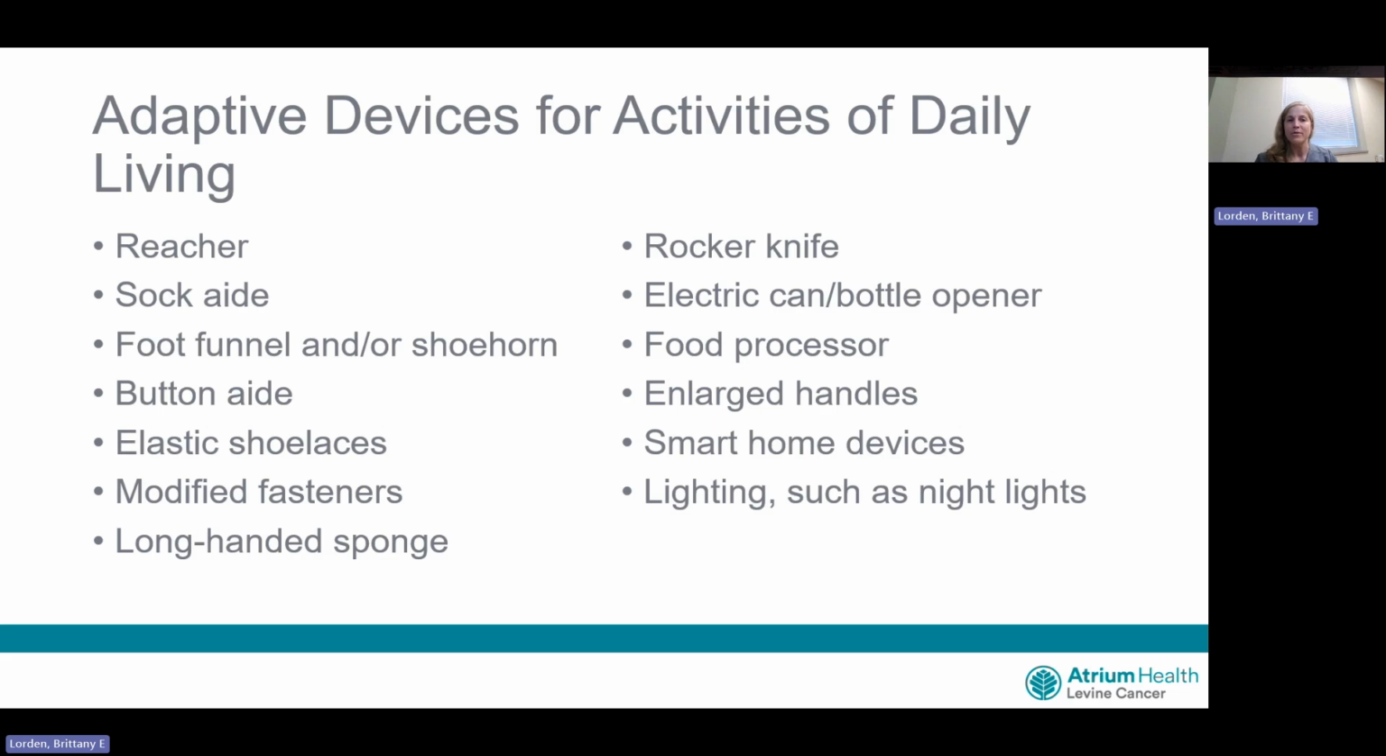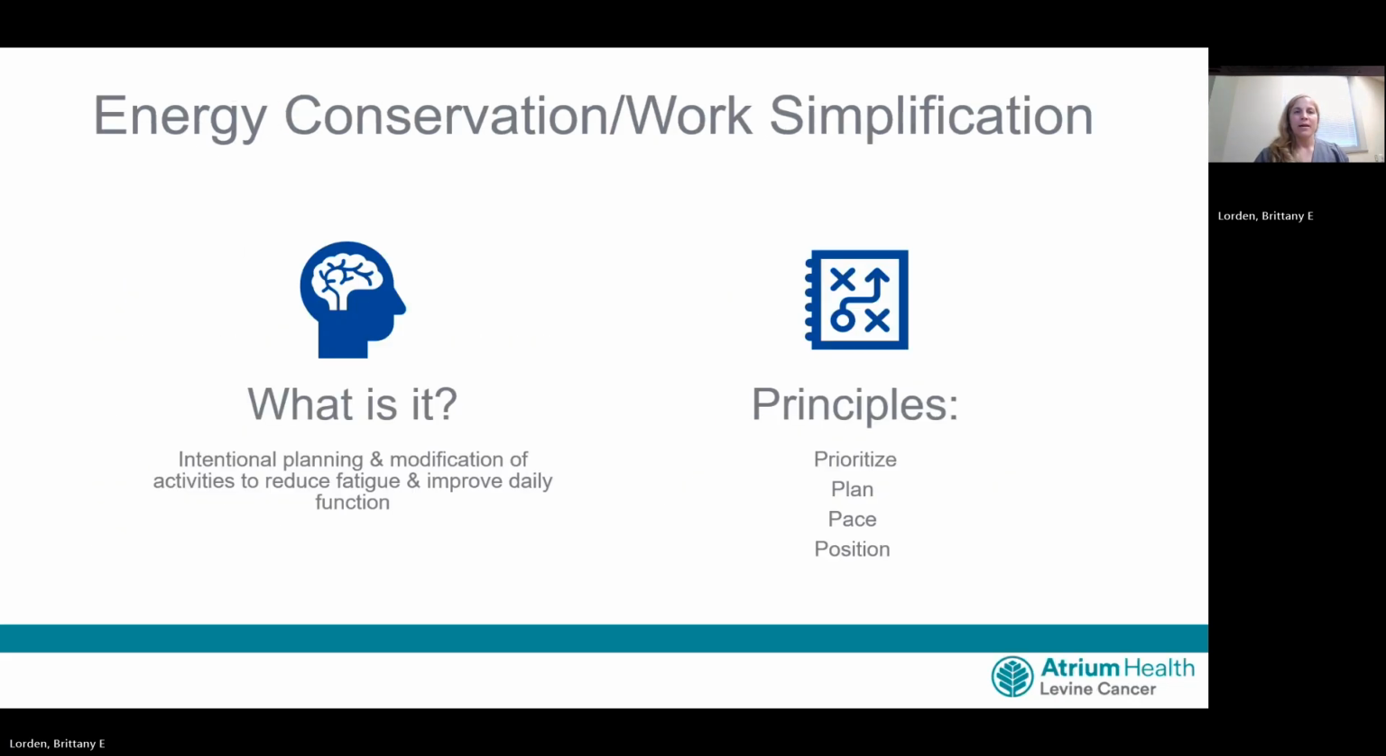And there are a lot of smart home devices these days, as well as using lighting, as we talked about earlier, to help decrease fall risks. So some other things to consider are energy conservation or work simplification for your loved one. Energy conservation is an intentional planning and modification of activities to reduce fatigue and to improve daily function. Its principles are to prioritize tasks, plan out tasks, pace tasks, and make sure that we're in a good position for tasks.